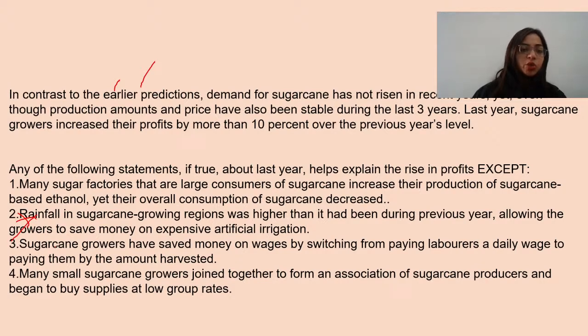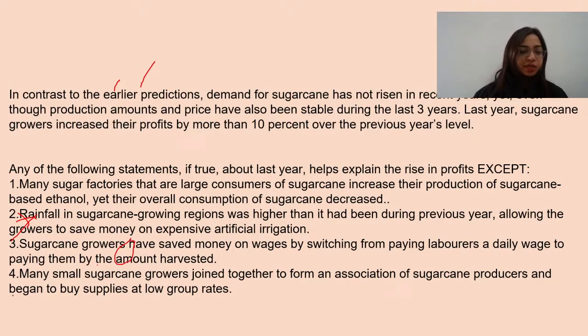Comes 3. Sugarcane growers have saved money on wages by switching from paying laborers a daily wage to paying them by the amount harvested. So they're saying that sugarcane growers have saved money on wages by switching from a daily wage to paying on the amount harvested. Okay, you can say that since the cost has decreased, the profit has increased, but let's keep it in the bucket.